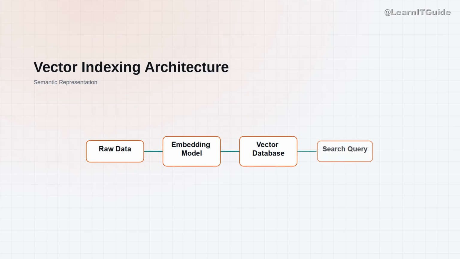So, how does this work internally? First, raw data like text or images is sent to an embedding model. This model converts the data into a vector, a long list of floating point numbers. These vectors are then sent to the vector database. When a user sends a query, we convert that query into a vector using the same model, and the database calculates the distance between the query vector and our data vectors. The ones with the shortest distance are the closest match. It is a mathematical approach to finding meaning.